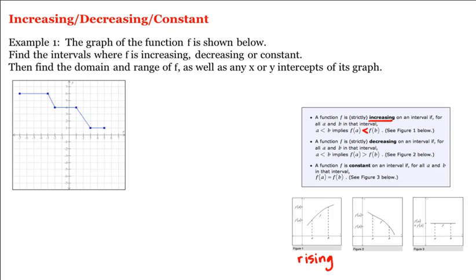And a function is said to be decreasing on an interval if the y value at a is larger than the y value at b, for any a less than b. And looking down here, what does that mean about the graph? It means the graph, looking left to right, is falling. And a function is said to be constant on an interval if for all a and b in that interval, the y value f of a is equal to the y value f of b. And the graph will be horizontal on that interval.